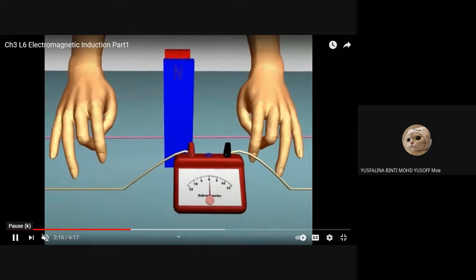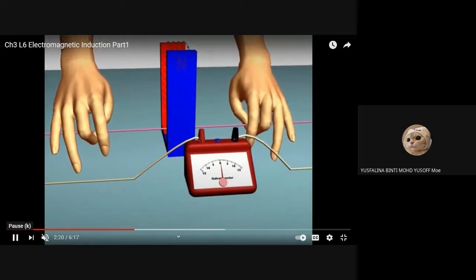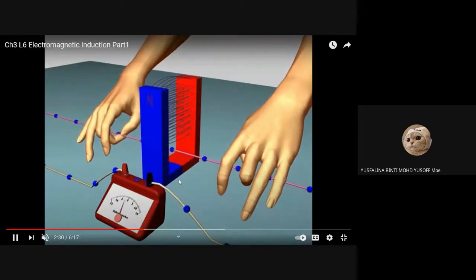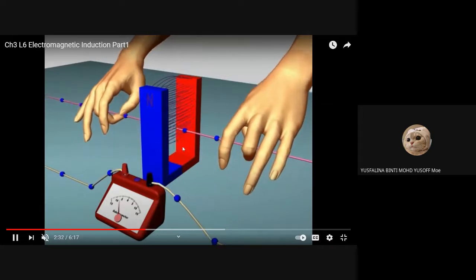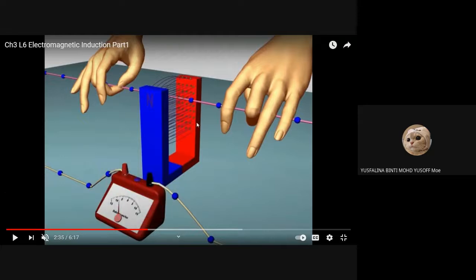Okay, so this is actually the induced current. You cut the magnetic field line to produce the induced current. So what happens if I move up the conductor? All right, so it's going up now. So what will happen to the galvanometer? You can see just now it deflected to the right.